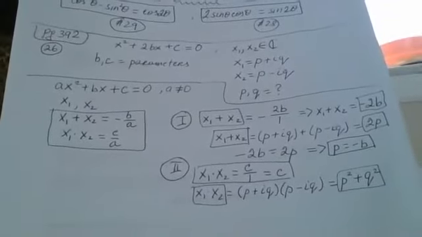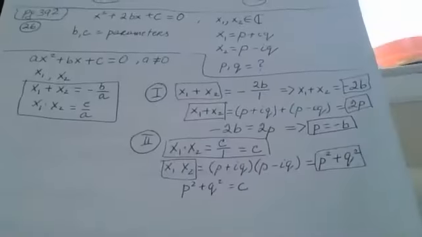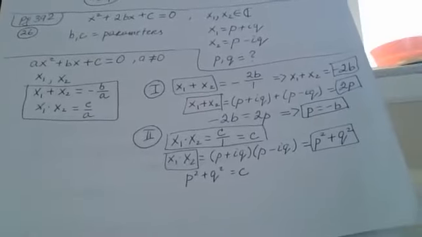So can I say that now, because I have these two last lines, p squared plus q squared equals c? Yes. This is what I wrote down. But did we know already the value of p? It's negative. Is it negative b? Yes. Plug it in. So negative b squared plus q squared equals c. Negative b squared is b squared, plus q squared equals c.